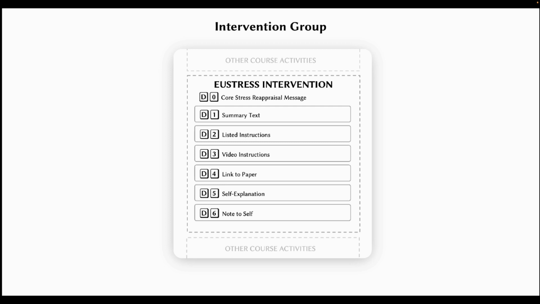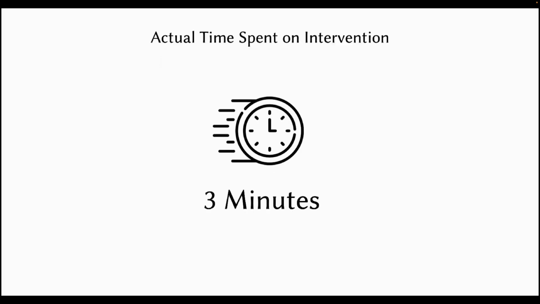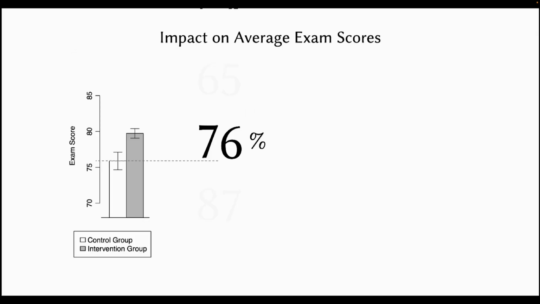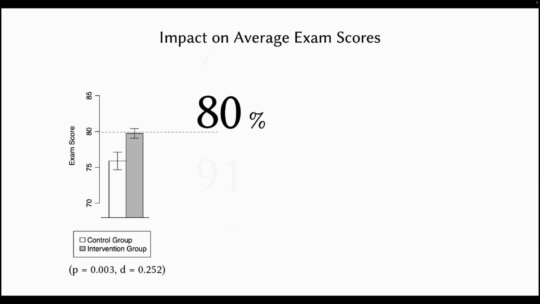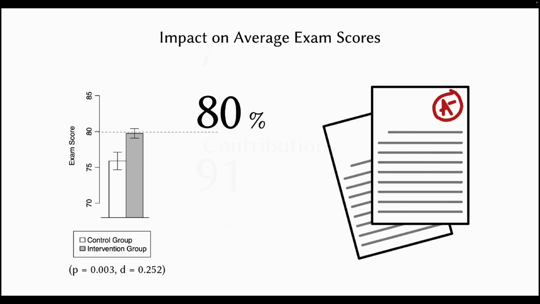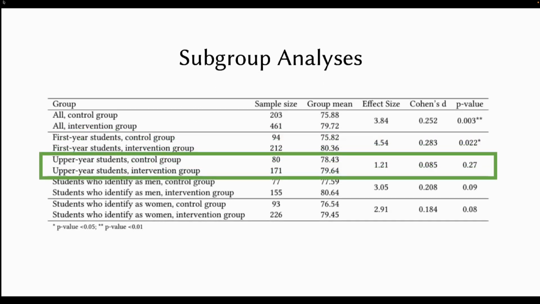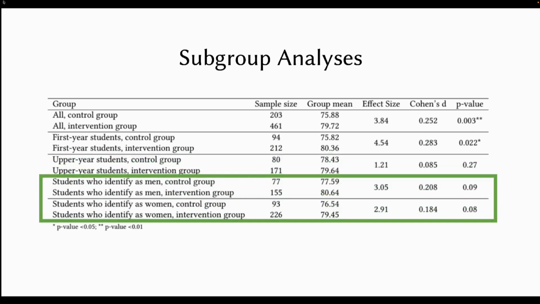Although students only spent an average of 3 minutes on the intervention, the field experiment revealed that combinations of our design components were powerful enough to boost the average exam score from a 76% to an 80%, which, according to the grading scale of the course where we deployed the intervention, is an increase from a B to an A-. Subgroup analyses indicate a significant effect for first-year students, but not for upper-year students. And we did not detect any gender differences.